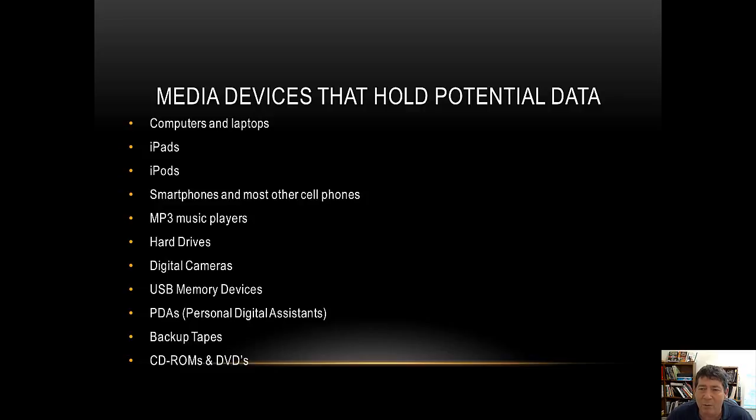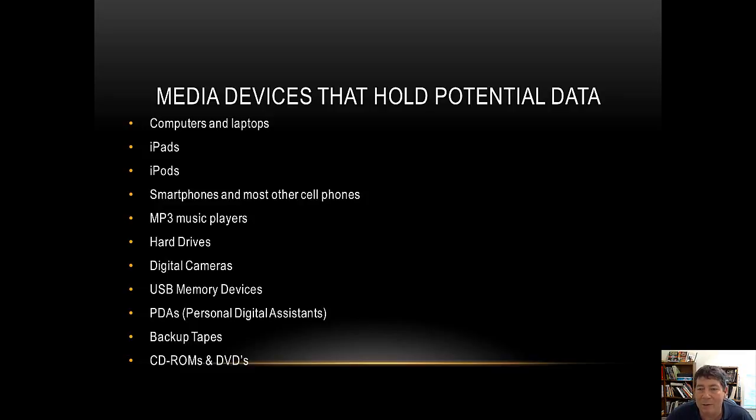PDAs aren't around that much more, but you still might encounter them. Possibly someone is using an old PDA just to kind of throw you off. Backup tapes, these aren't going to be in a home necessarily, but in a server room or in a server facility where the backups are kept.